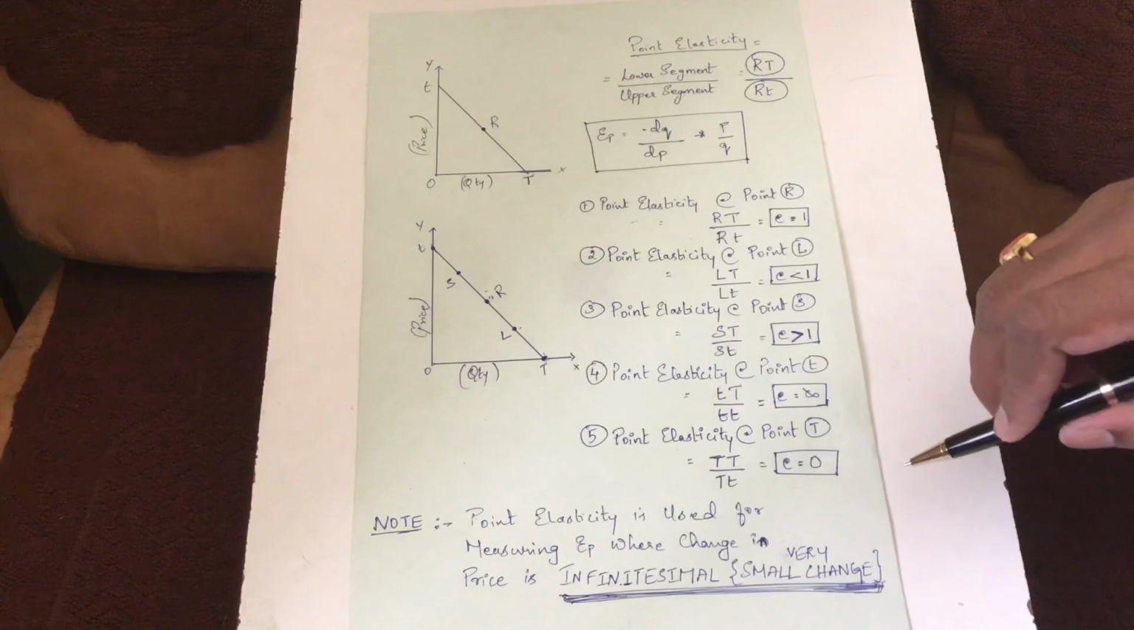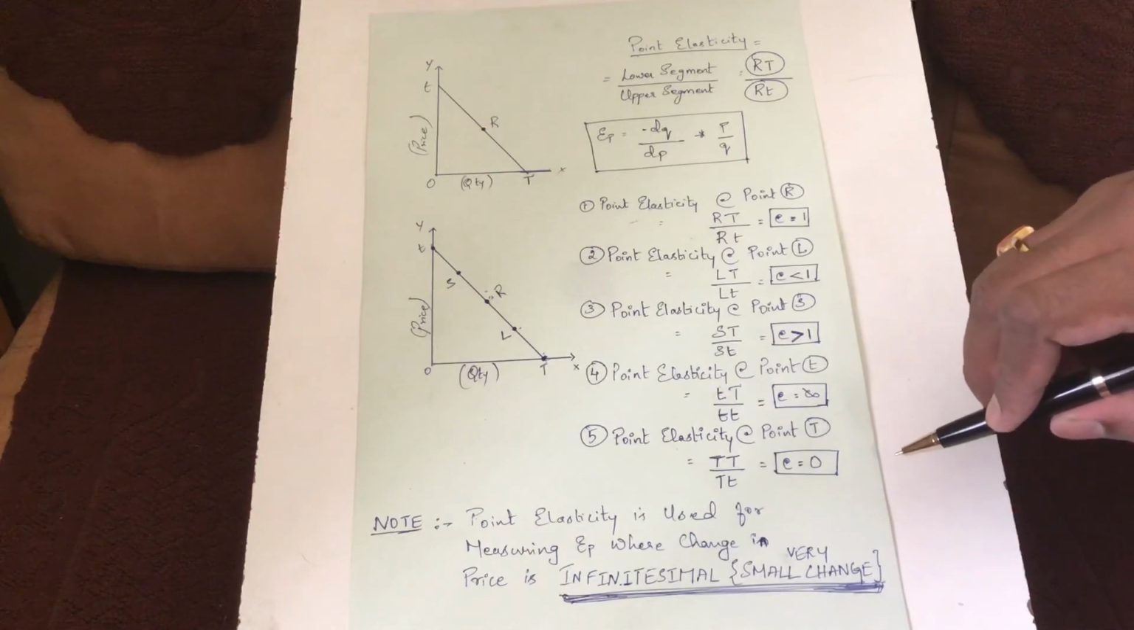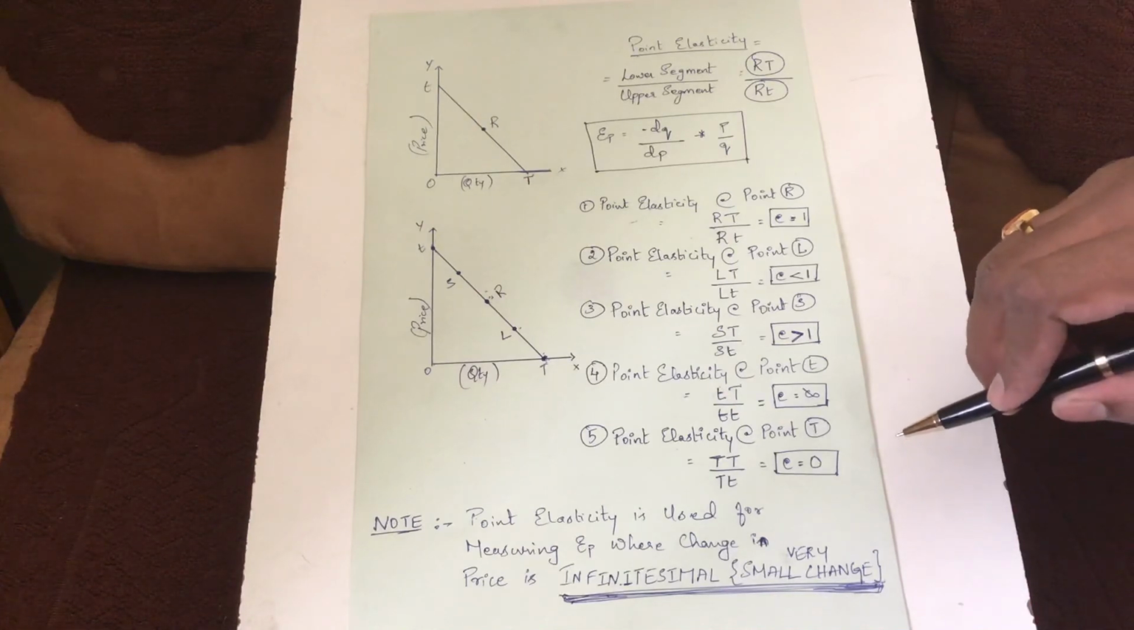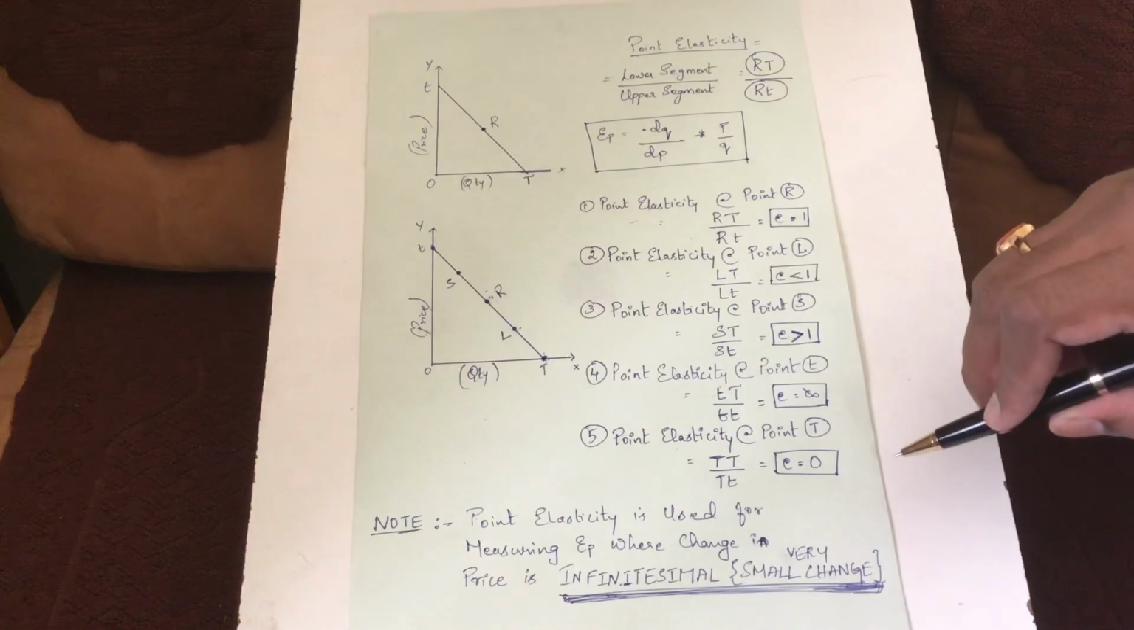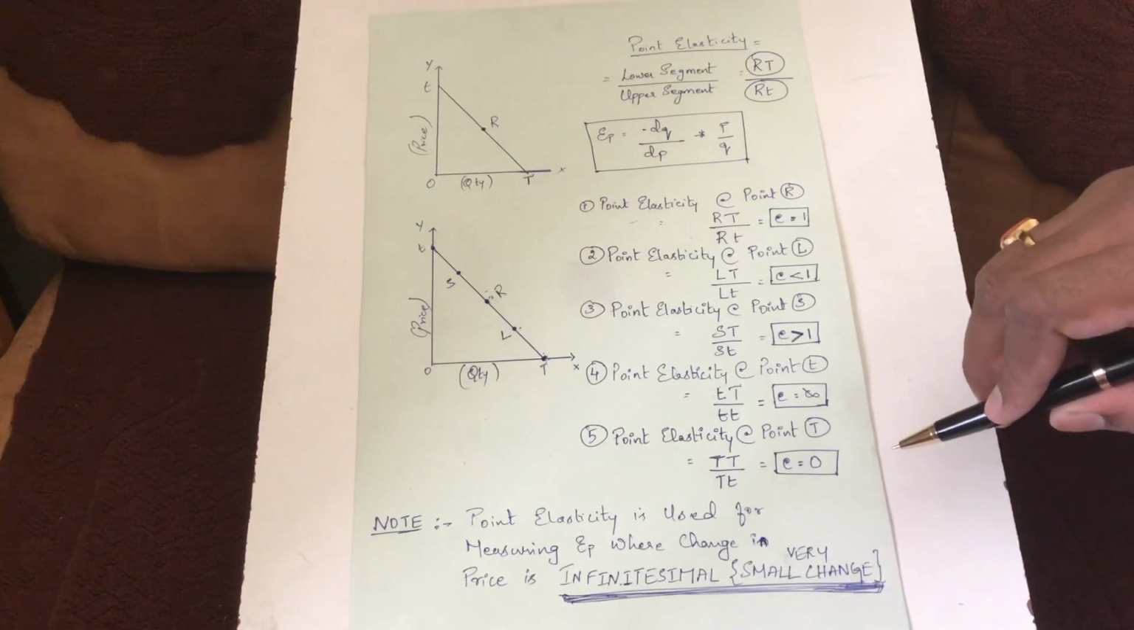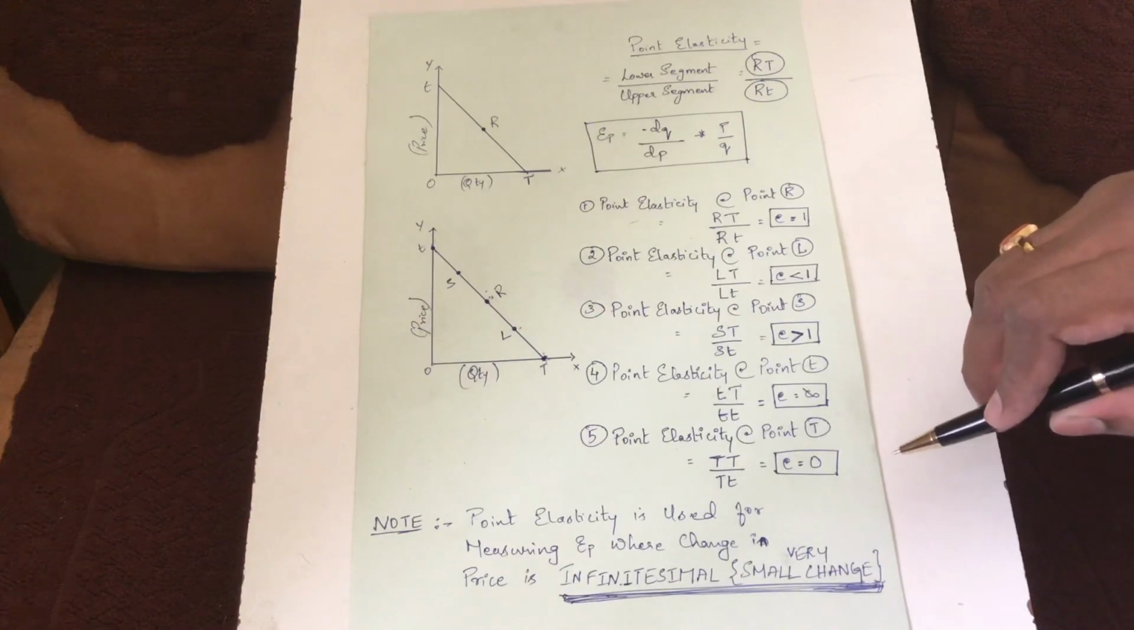Summary: point elasticity is used only to measure the elasticity at a particular point on the demand curve, and whenever the change in price is infinitesimal, that is, a very small change.